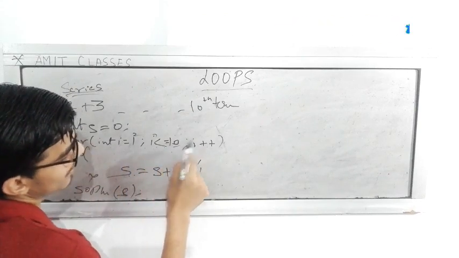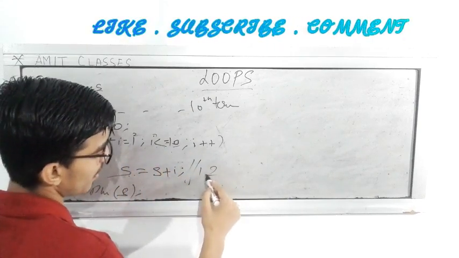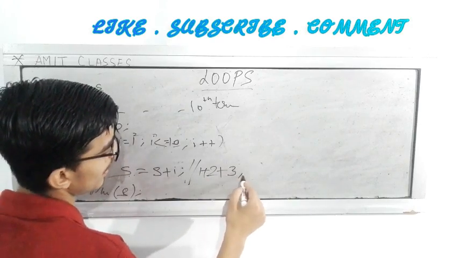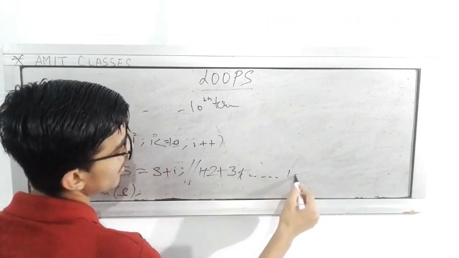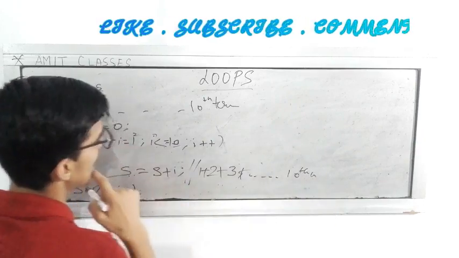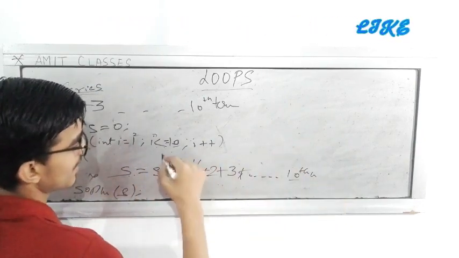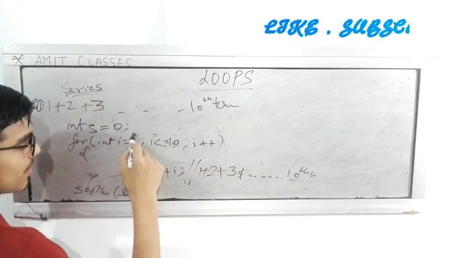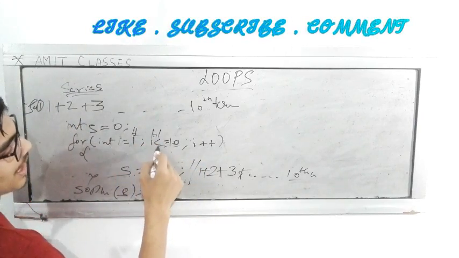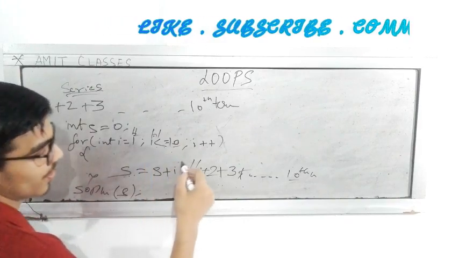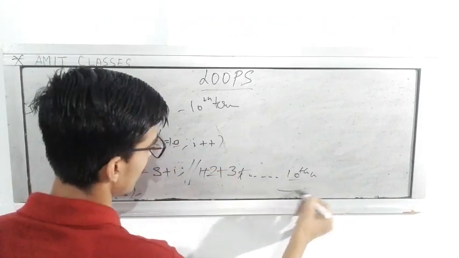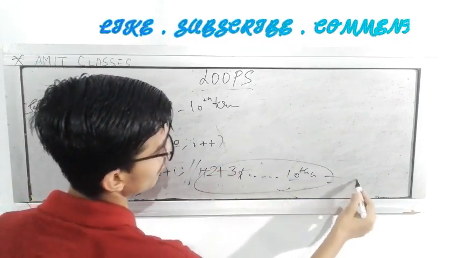2 is less than 10? Yes, it will add 2, 3. Like this it will go till the 10th term, and 10 is equal to 10, yes, the 10th term it will print. And then when it goes to 11, is 11 less than 10? No, then it will give the output of the sum.